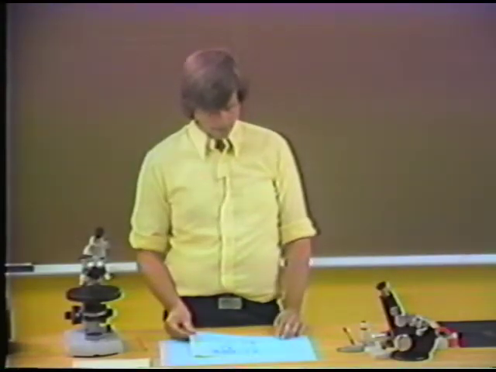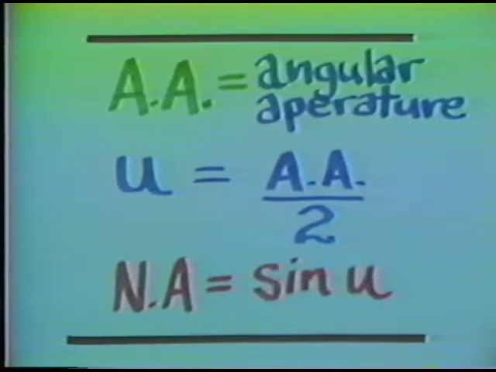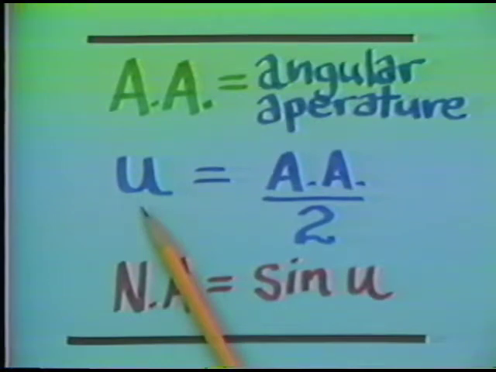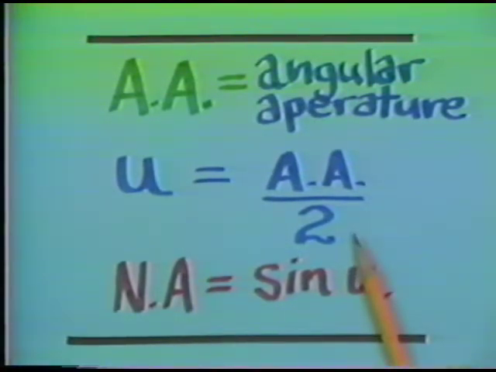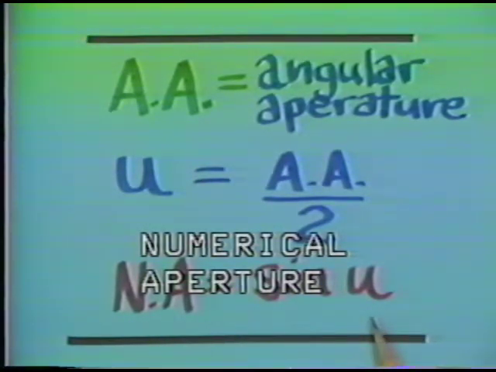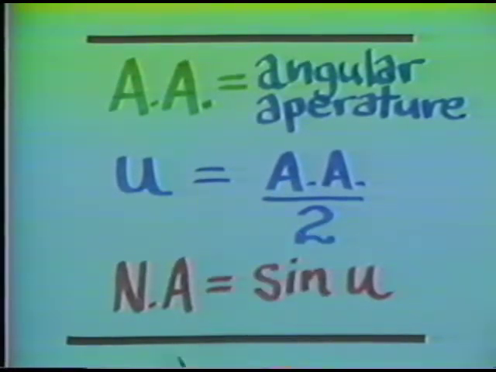Here's the relationship between the angular aperture, abbreviated as AA, and the numerical aperture. The way we make this relationship is we talk about an angle called U, which is half of that angular aperture angle, and we describe the numerical aperture in terms of the sine of that angle U. So the numerical aperture is the sine of one half of the angular aperture of the microscope. Each objective will typically be described by its numerical aperture and its magnification.